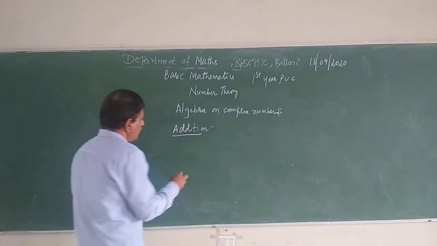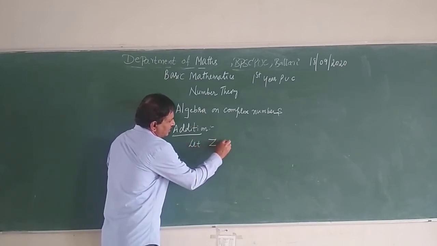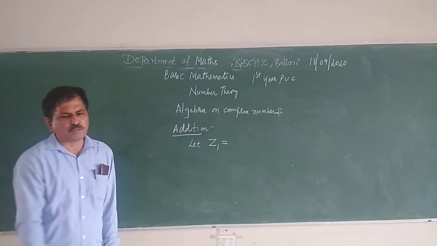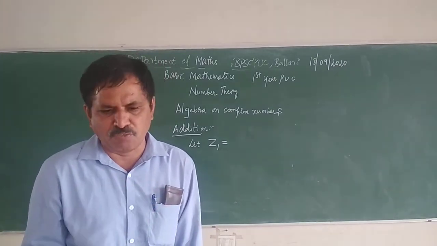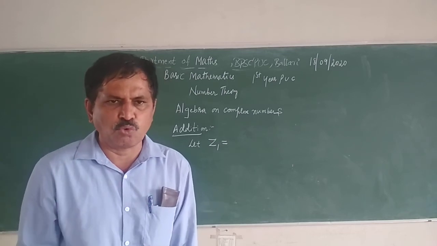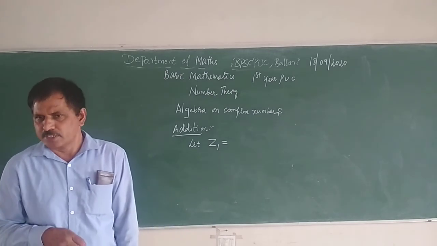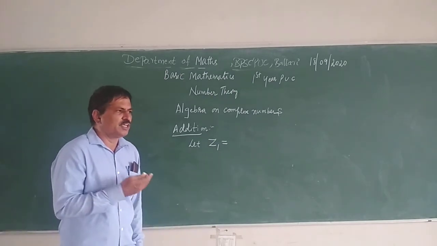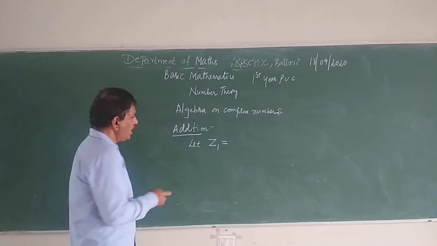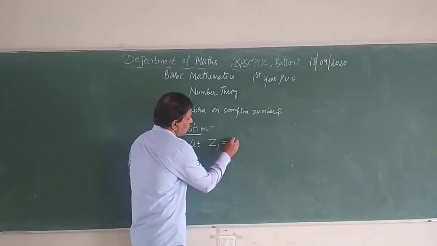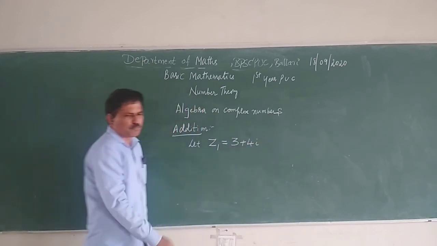See, for example, let Z1. Generally the complex numbers are denoted by Z. If it is the first complex number, Z1; second complex number, Z2; third complex number, Z3. So complex numbers are denoted by Z. Z1 is the first complex number, Z2 is the second complex number. Let Z1 is equal to 3 plus 4i, the first complex number.